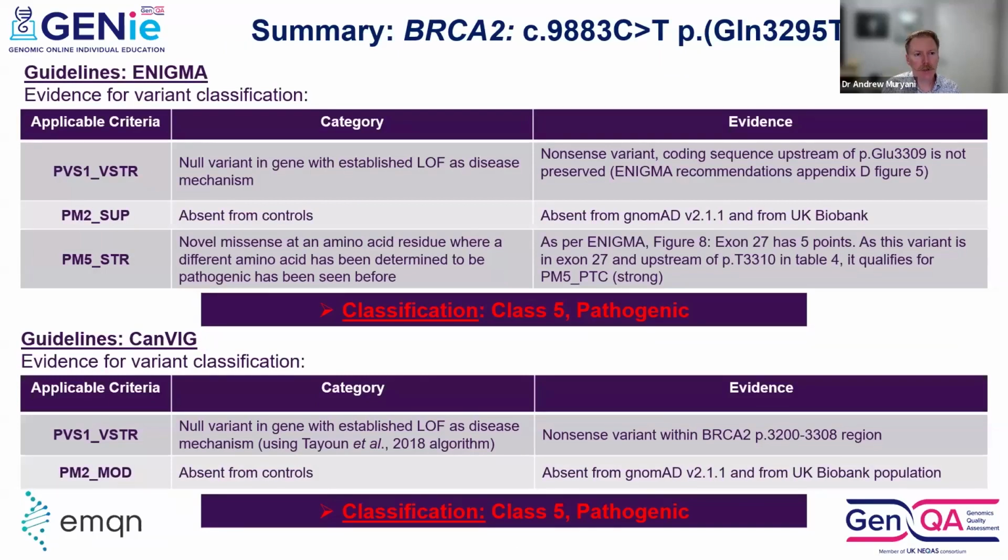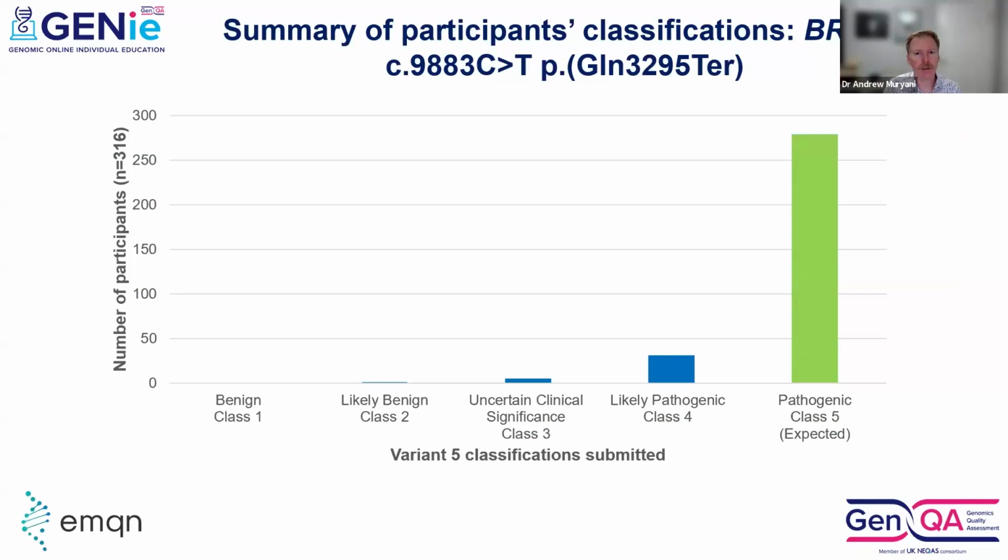So using the ENIGMA guidelines, we get to a classification of class 5 or pathogenic based on PVS1, PM2 supporting, and PM5 strong. Using the CanVIG-UK guidelines, we get to the same classification, and we're using the same evidence, but we use it slightly differently. And I'll get into that in the next couple of slides. Next slide, please.